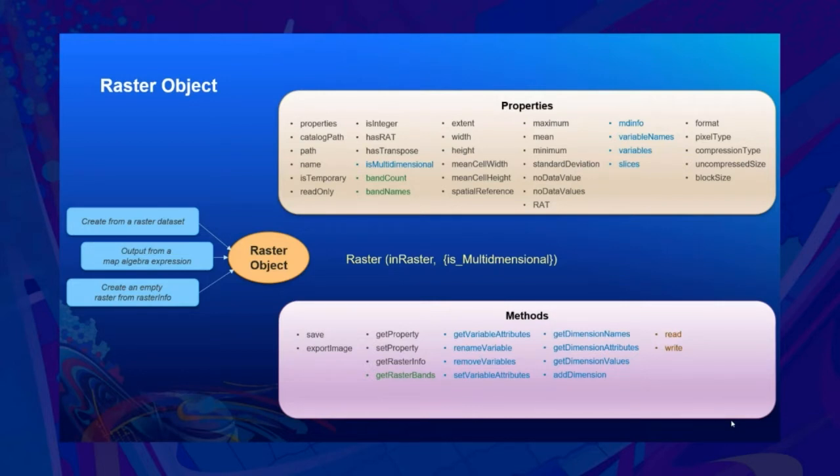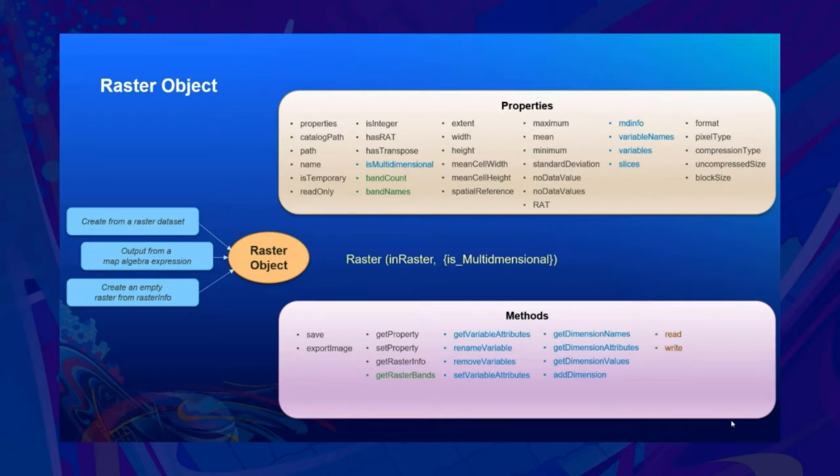We also have methods, as I said earlier, to read from a NumPy array to a raster, or from a raster to write a NumPy array. We'll talk a lot more about it in the next few minutes.